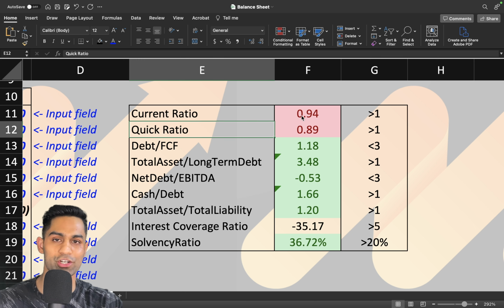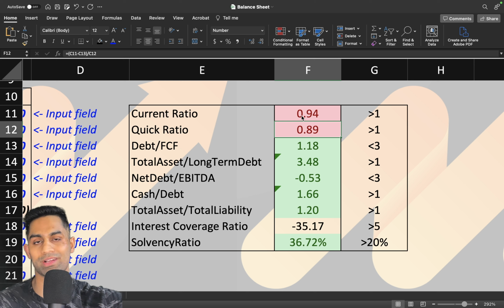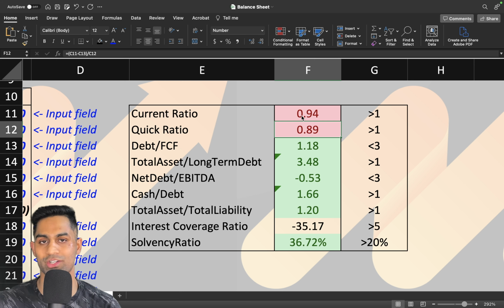When you talk about quick ratio, all you're really doing is the same thing. You're taking current assets over current liabilities, but you're taking out inventory. You're excluding inventory, right? So you're really looking into the actual short-term assets versus short-term liabilities, but not taking into account inventory.